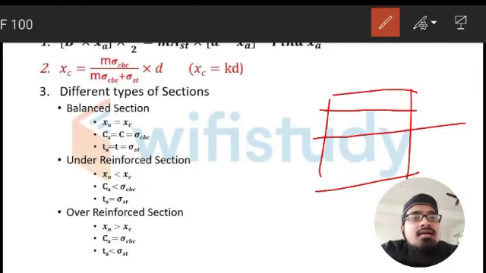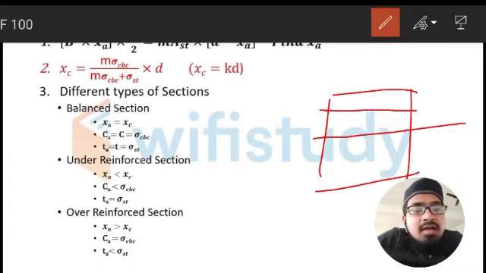Now coming to the next one, XC is equal to, as we discussed, M sigma CBC by M sigma CBC plus sigma ST. To make the formula shorter, we represent M sigma CBC by M sigma CBC plus sigma ST as K. So that's why it becomes simply KD. XC is equal to KD.